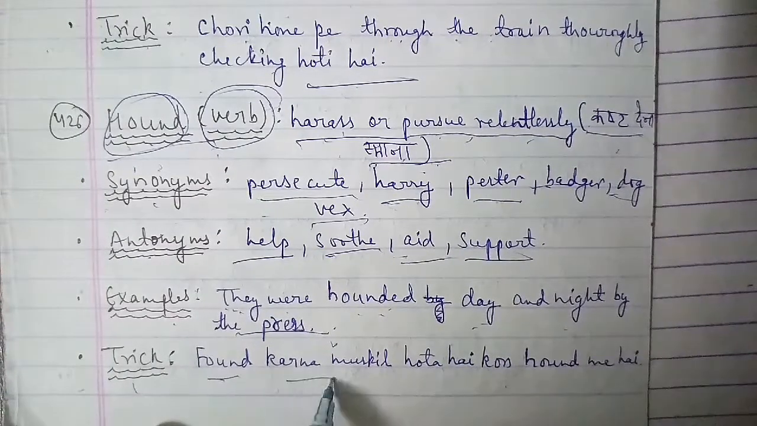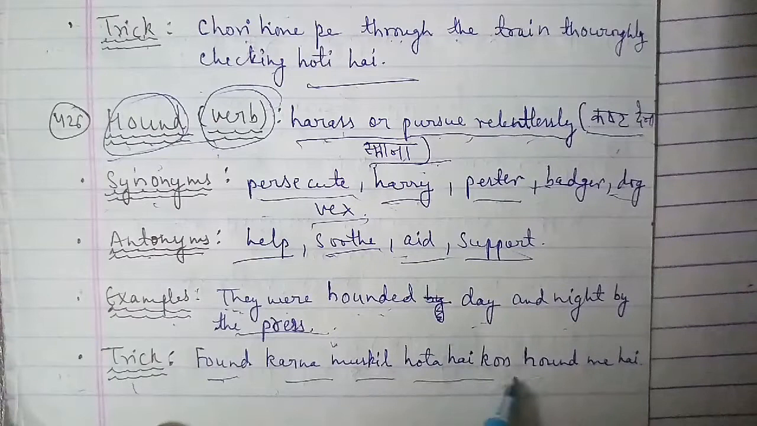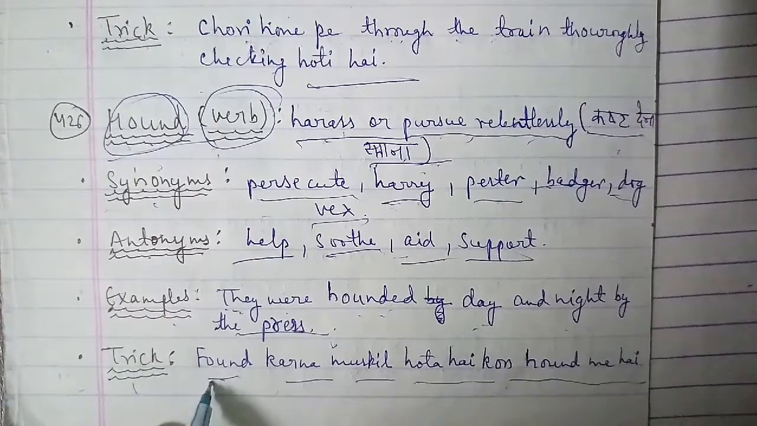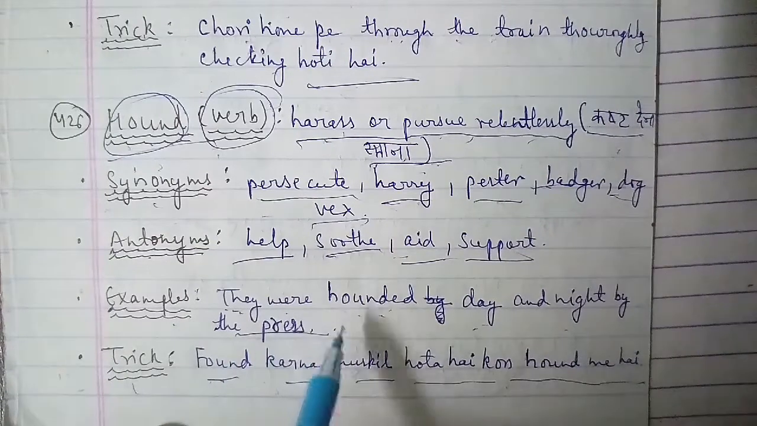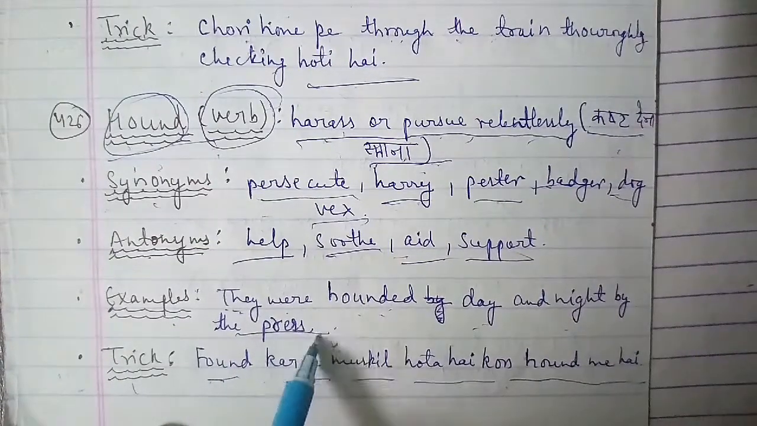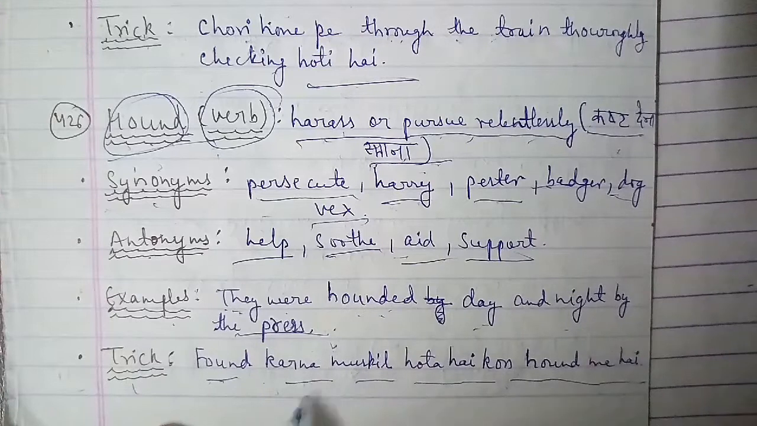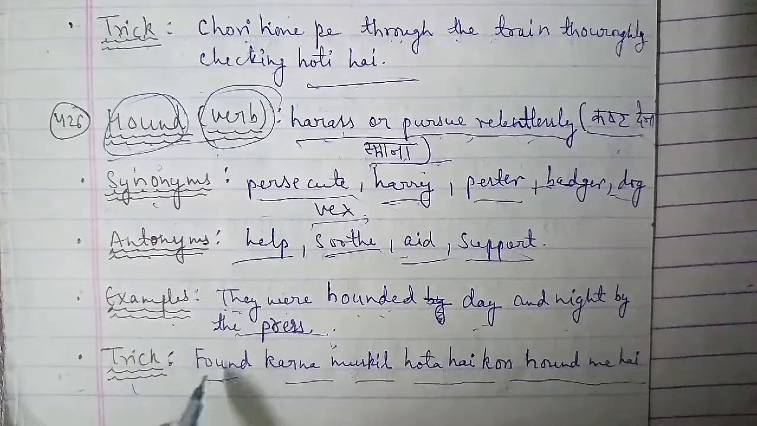So you can use that word by the trick. You can learn this word: फाउंड करना मुश्किल होता है कौन हाउंड में है. So this is the trick that you can use to learn this word. Okay, then thoroughly meaning is बारीकी से, and hound is that कष्ट करना या सताना.